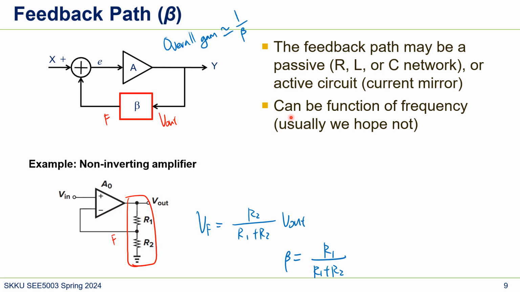And this is also one important feature, it can be a function of frequency. Usually we hope not, and in this case, we assume this is not frequency dependent. You see that there's no frequency factor here, but of course, if the frequency increases more, there must be a parasitic capacitance, so it can be frequency dependent. But in our calculation, in our frequency of interest, this can be frequency independent.